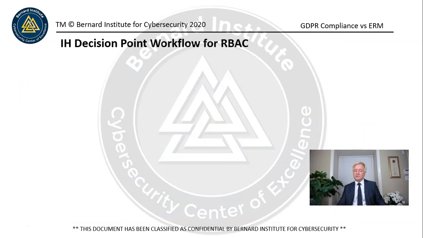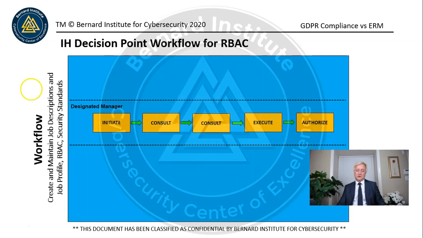So decision points around workflow and around role-based access control. We have a designated manager who's initiating. They're going to consult some people, and then they're going to execute and authorize a process. Okay. So what we're going to accomplish here in this decision point workflow for RBAC is we're going to decide where the access control, how it's designed, what's the spooled output look like, how is information transmitted, processed, and stored.